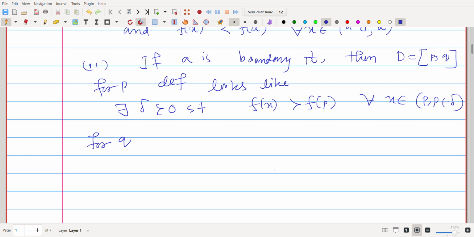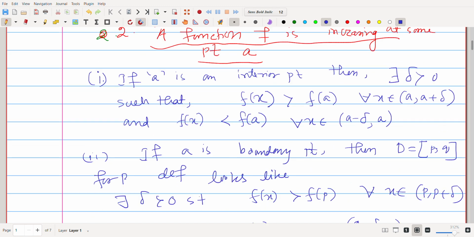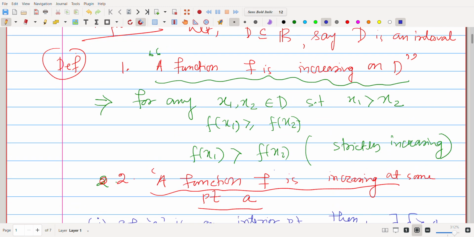And even if the function is not defined, function is defined on D, right? So this is the thing. And if a is boundary point, here the boundary point is P and Q. So for P the definition looks like there exists a delta greater than 0 such that fx greater than fp for all x belongs to P comma P plus delta, and for Q fx less than fq for all x belongs to Q minus delta comma Q. This is the definition. So the two definitions are completely different.